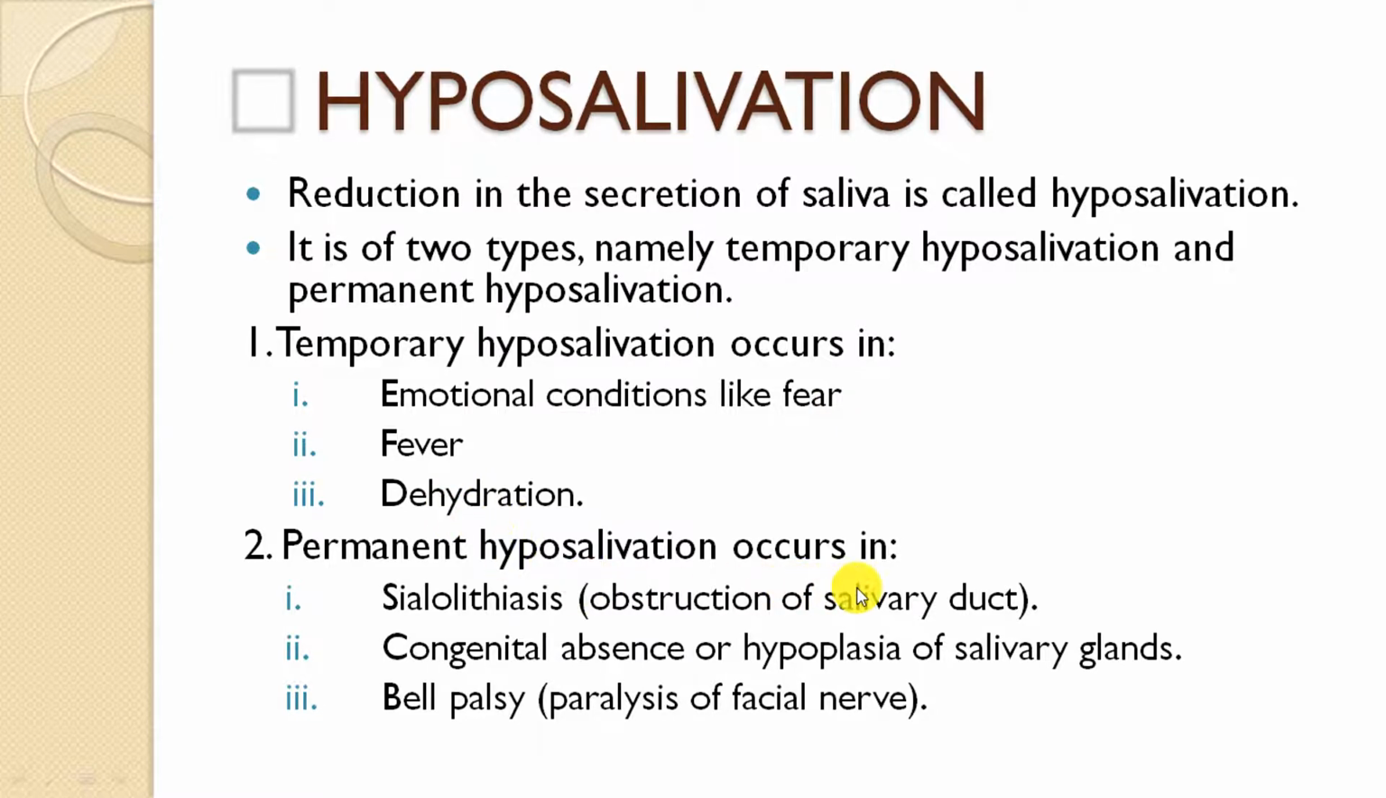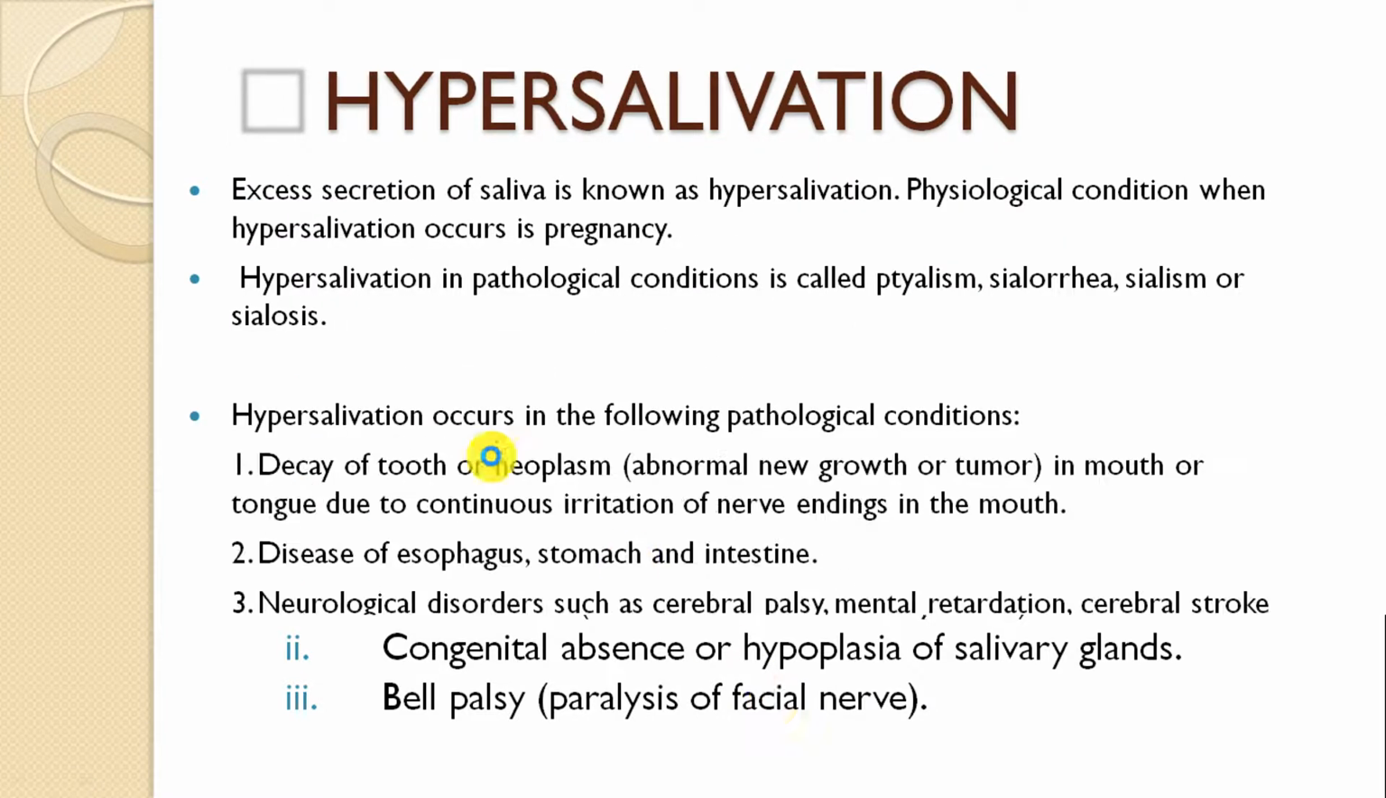Permanent hyposalivation occurs in sialolithiasis, any kind of obstruction in the salivary duct, any kind of congenital deformities, or in case of Bell's palsy. Bell's palsy is also known as facial palsy, caused by paralysis of the facial nerve, which is the seventh cranial nerve.